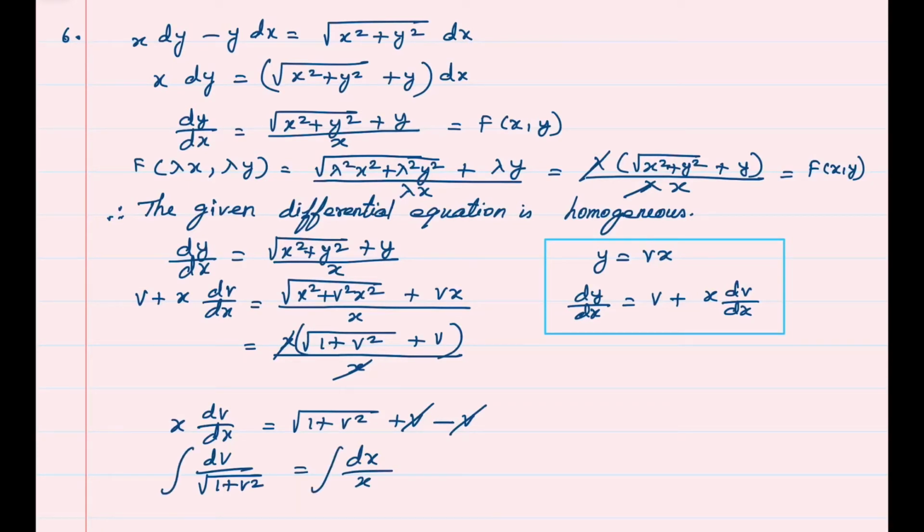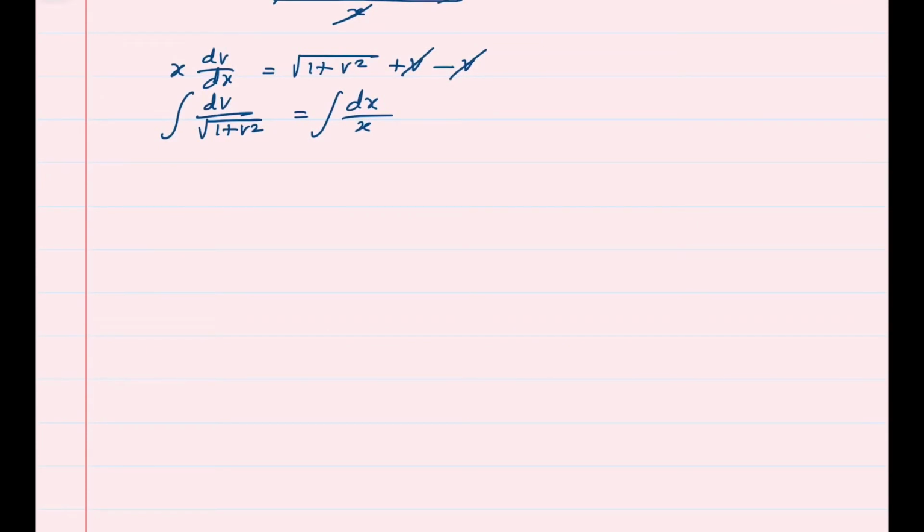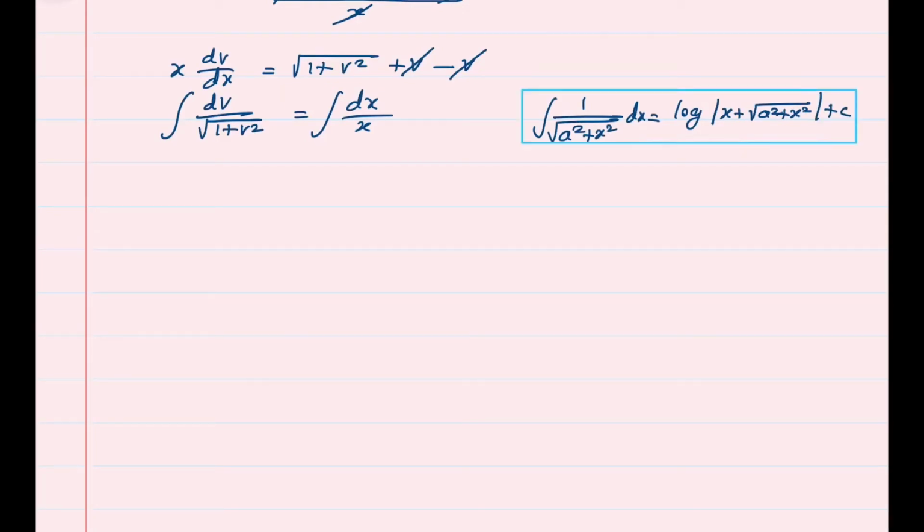We will integrate both sides. For the left hand side we have a direct formula. Integral of 1 divided by root of a square plus x square dx is log of absolute value of x plus root of a square plus x square plus c. Using this formula, the left hand side becomes log of absolute value of v plus root of 1 plus v square, equal to log of absolute value of x.